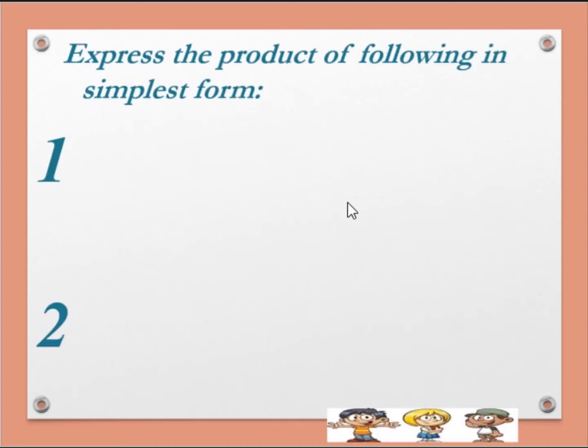Express the product of the following in simplest form. We have a plus 4 divided by b plus 3 times b plus 3 divided by 2a plus 8. So, first thing we have to do here is to look for the common factors, if there are any. Looking at it, we have b plus 3 all over b plus 3, which are common factors in our numerator and in our denominator.